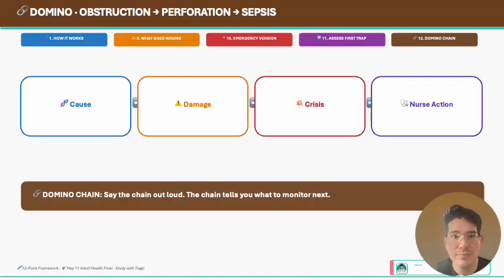All right. So this is the chain. An obstruction blocks movement, right? Contents and gas build up behind the blockage. Pressure increases inside the bowel. As pressure rises, blood flow to the bowel wall can decrease. Poor blood flow causes ischemia. Ischemic tissues can die. Oh, this is making sense, right? So dead or weakened bowel wall can perforate. Whoa. Once bowel contents enter the peritoneal cavity, the patient can develop peritonitis and then what?